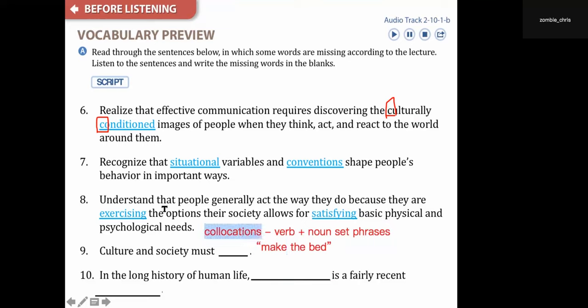So here we would exercise our options, or more commonly you would hear exercise your rights. Exercising can have the idea of physical exercising, and it can also have the idea that you're exercising an option or a right. You satisfy a physical need, you satisfy a psychological need, you satisfy your thirst, and you satisfy your hunger. So collocations: exercise options, exercise rights, satisfy needs.